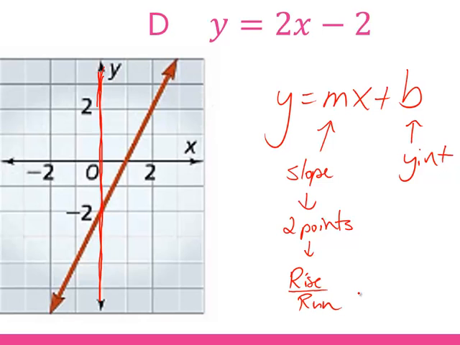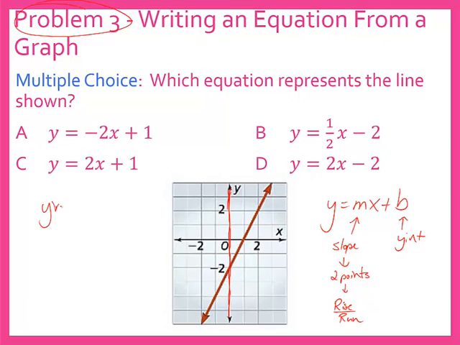So the y-intercept, let's go ahead and find that first. The y-intercept is going to be b equals, okay, so this line here crosses the y-axis at what number? It looks like at -2. So that will be your y-intercept. So b equals -2. And then your slope. So slope is going to be m equals, you need to find the rise over run.